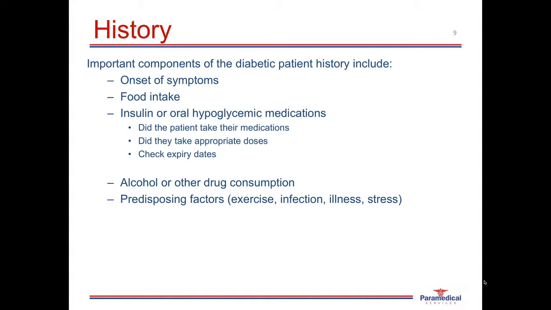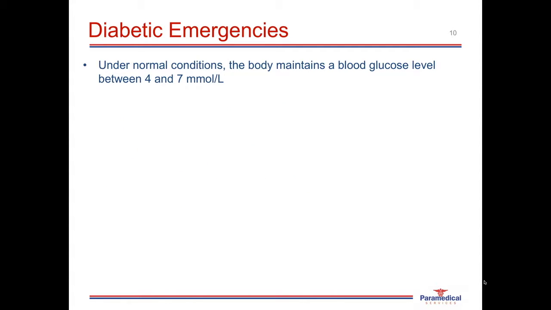Also ask about any predisposing factors, so if the patient has been exercising, if there's been the presence of an infection or an illness, or if the patient has been undergoing any stress, because these can also all alter the blood glucose level. Under normal conditions, the body maintains a blood glucose level of between 4 and 7 millimoles per liter. There are 2 life-threatening conditions that may result from diabetes mellitus.